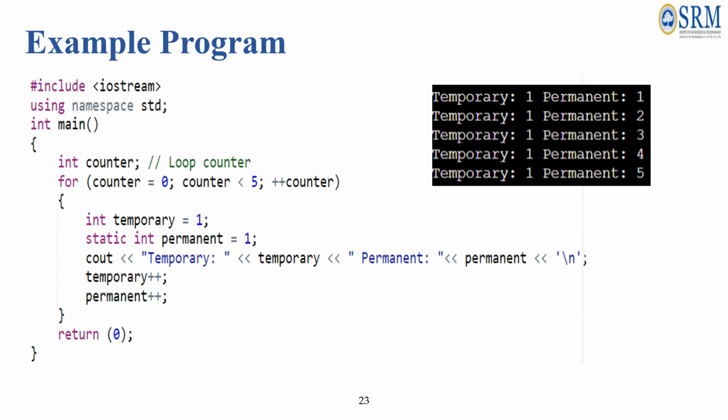Since temporary plus plus and permanent plus plus are used, an increment operation is applied here. Though temporary is incremented, the value is deleted and reassigned with 1 once it enters the loop. But permanent is a permanent memory, so each time it gets inside the loop, it is not reassigned with 1. Instead, it is getting incremented. So that is about static variables.